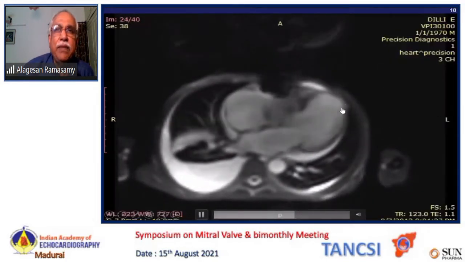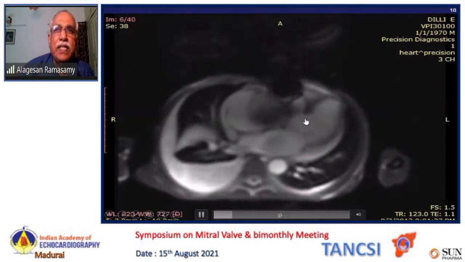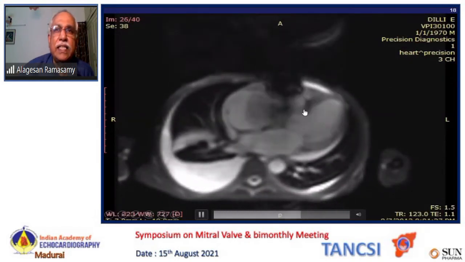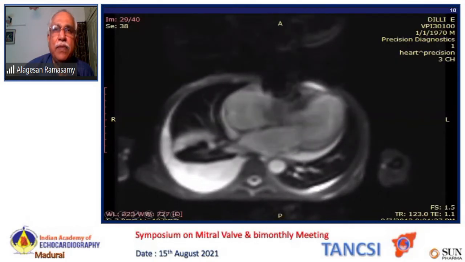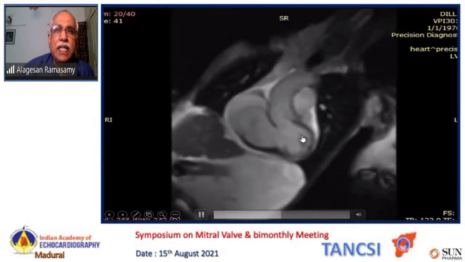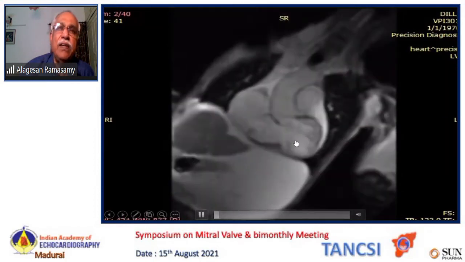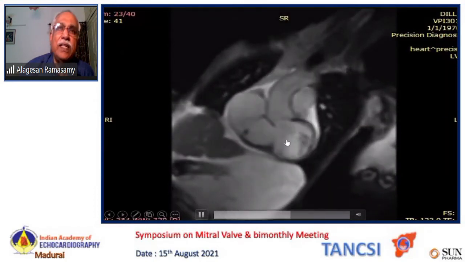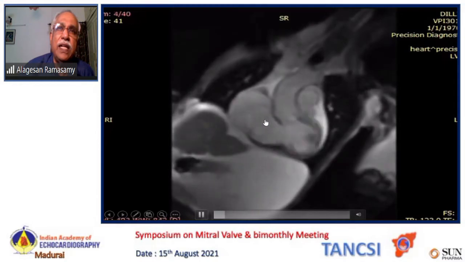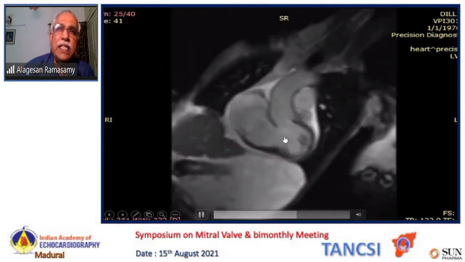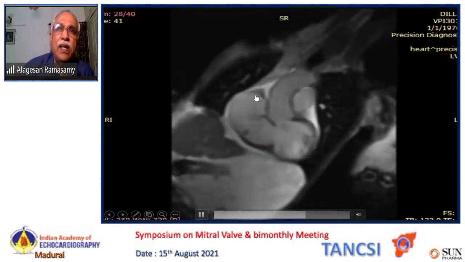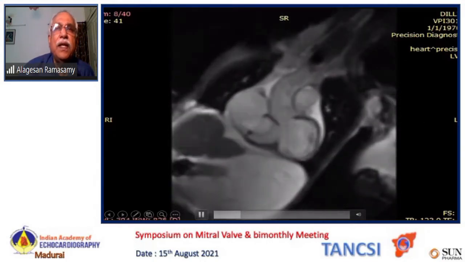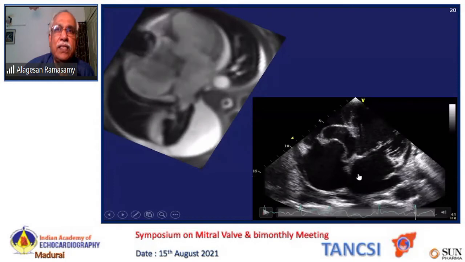And this is the MRI picture, the four-chamber equivalent. You can see the extension of the chamber from the left ventricle into the right ventricle and the right atrium. And this is the vertical visualization of the aorta, left ventricle and right ventricle, with the extension of that chamber from the left ventricle into the right ventricle and also the right atrium. And this is the equivalent.